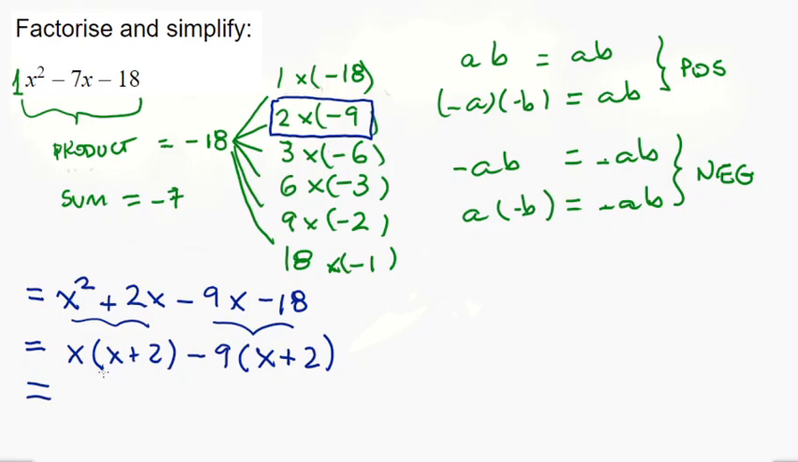Now, look at the magic happening. I've got x plus 2 here and x plus 2 here, so I can collect x plus 2 that comes from each of those 2 terms. And on the first one I have x left, and on the second one I have negative 9 left. And that's our final answer. And that's it.